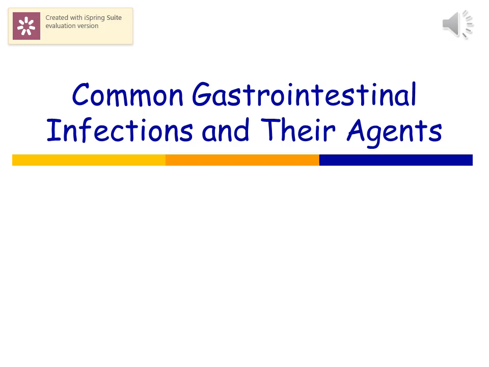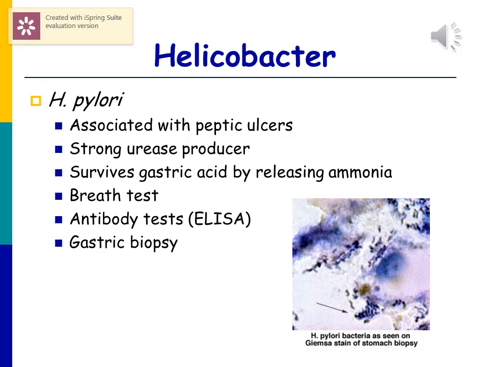So the common gastrointestinal infections and their agents. The first organism we're going to discuss is Helicobacter. We already talked about this in the spring, so you should already know everything about it. We're just going to do a quick review on these organisms. So Helicobacter, there's only one species, which is pylori. It's associated with peptic ulcers.